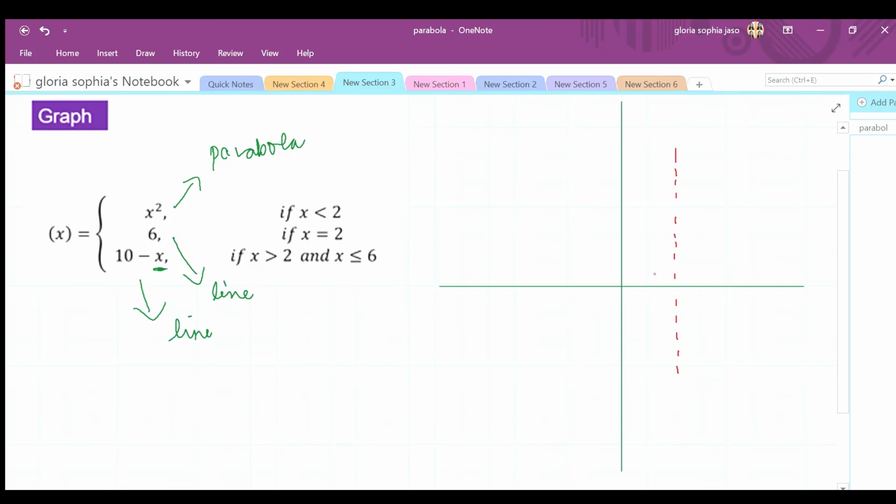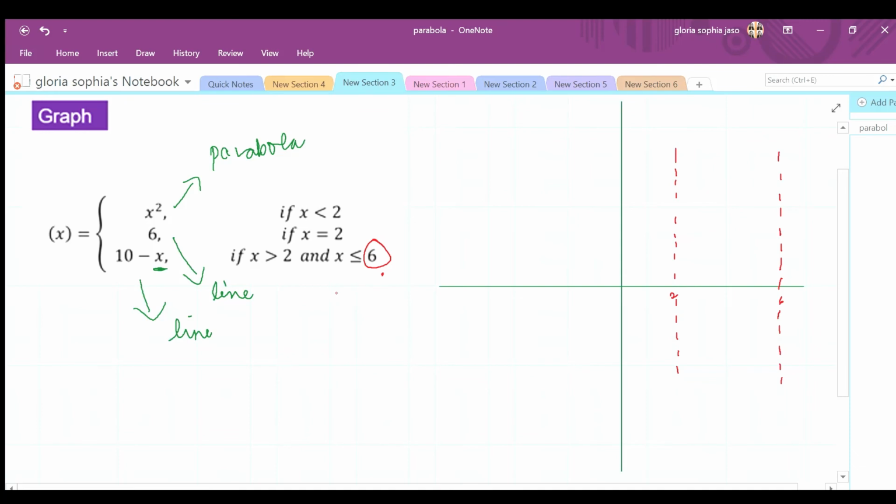Ayan. So, sa 2, pakaliwa. Tapos, saktong 2. Tapos, greater than 2. To. So, ito yung 2 natin plus. And then, less than or equal to 6. So, 2, 3, 4, 5, 6. So, ito yung 6 natin. Ayan. So, meaning to say, yung graph natin is hindi siya lalampas sa 6. Okay?